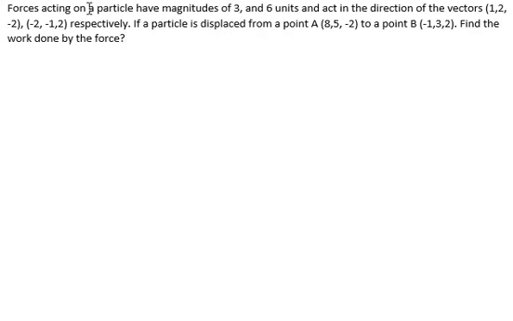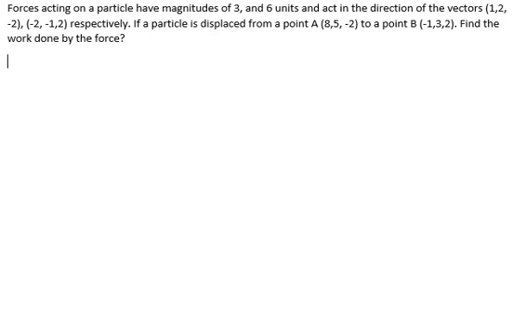Forces acting on a particle have magnitudes of 3 and 6 units and act in the direction of the vectors (1, 2, -2) and (-2, -1, 2) respectively. If the particle is displaced from a point A (5, -2) to a point B (-1, 3, 2), find the work done by the force. So I will show the technique for how to answer the question.